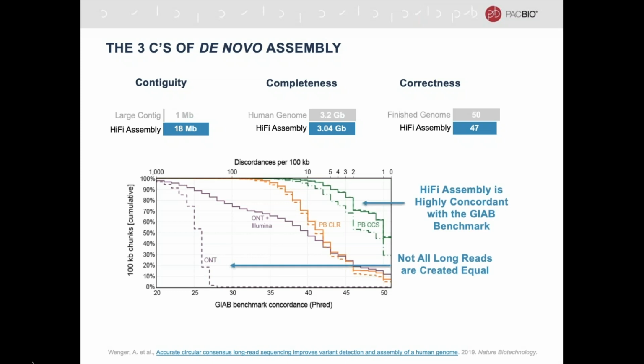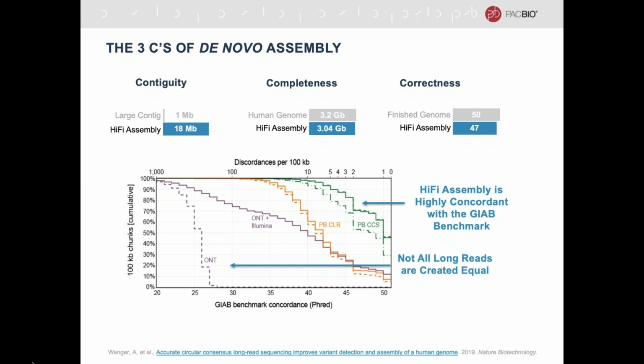So when we look at this in a bit more detail and compare ourselves to the Genome in a Bottle benchmark, we broke our assembly into 100 KB windows and mapped those against the HG002 call sets. And we're only looking at those high-confidence calls for accuracy. And if you look at this with an average of Q48, 40% of that genome was perfect. And you're not able to see this with any other technology. So PacBio HiFi data is really going to be able to provide you the most complete, accurate, and contiguous genome assembly out there.